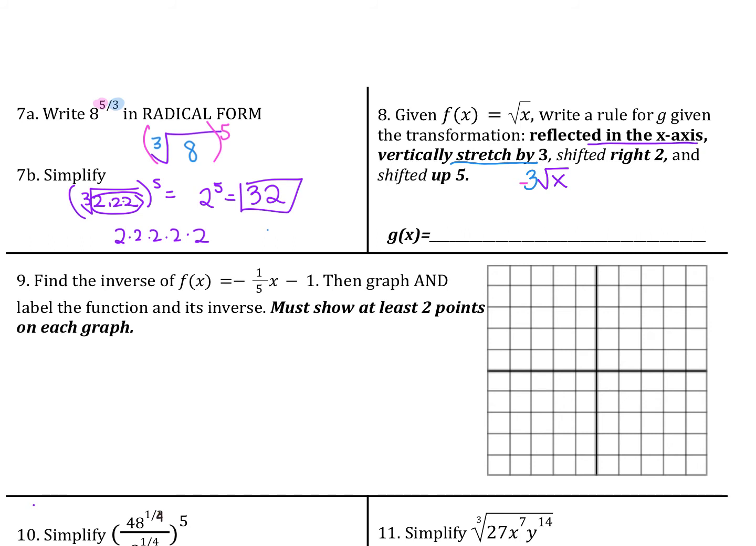it's negative 3. Then it says right 2, so that's inside. Right 2 inside the radical. Right means not positive, but a negative 2. And then last is up 5, so it's plus 5. So we did the reflection and vertical stretch first, so there's nothing to distribute. So we can write our final function as negative 3 square root of x minus 2 plus 5.